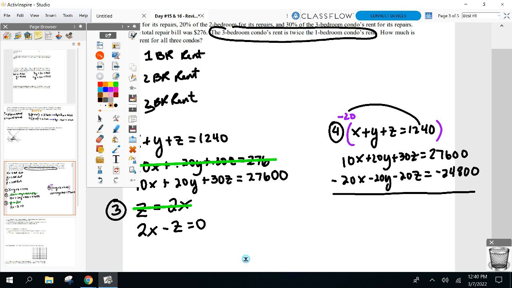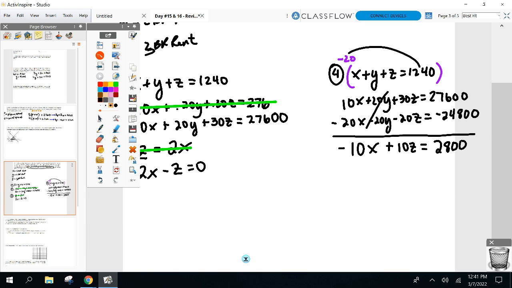All right, what's left? What do I have left here? Yep, the y's are gone. That's what we wanted. What's left with the x's? Negative 10x plus 10z equals, again, take your time when you're hitting buttons on the calculator. Get the zeros in there. What do we got? Positive what? 2800.